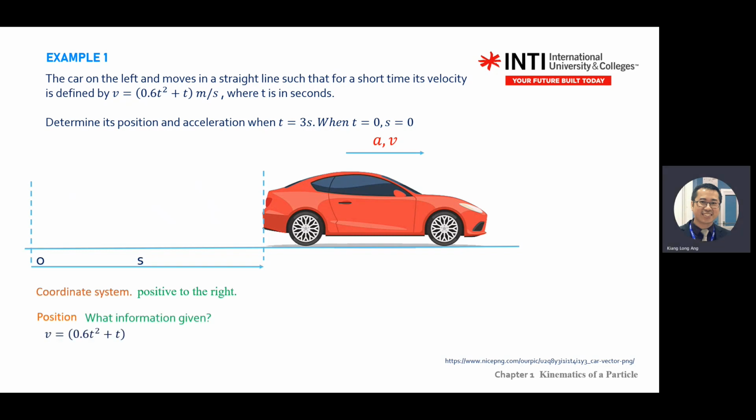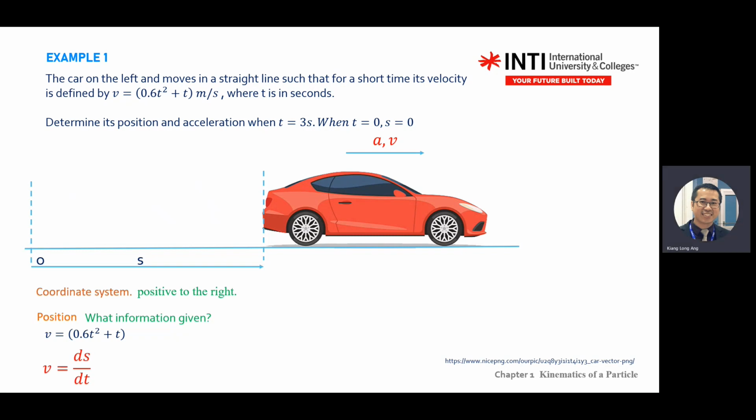So what information is given? v is given in terms of time. When v is in terms of time, the 3 motion equations over there cannot be used. Don't act smart and say I don't need to derive the equation, straight away use this one. Wrong. Because the acceleration changes, these 3 equations must have constant acceleration.